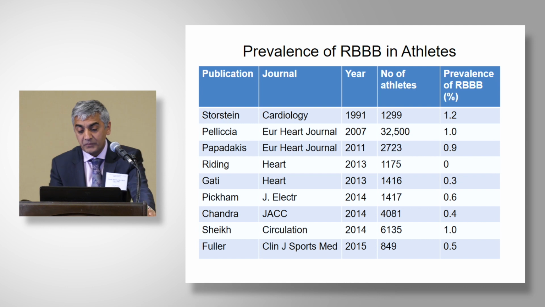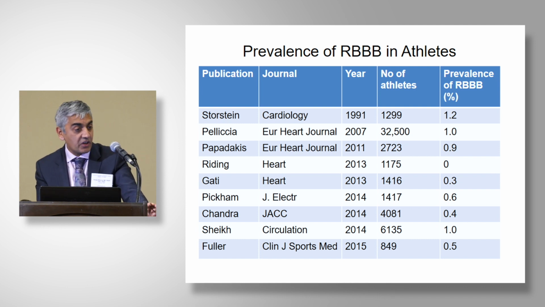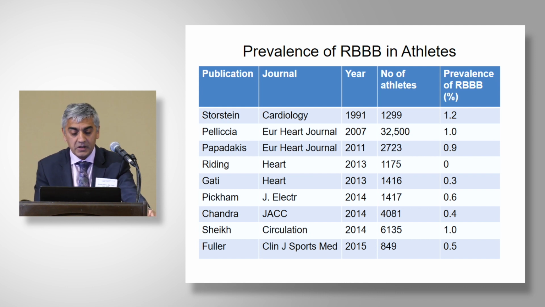Well, this is the story. These are the biggest studies I could come across in athletes. And you may say, but there have been so many studies in athletes. Now, one of the problems with all the studies, including some of ours, we have not commented on the prevalence of right bundle branch block. But if you look at studies going from 32,500 athletes all the way down to 1,300 or 4,000 athletes, you find that the prevalence of right bundle branch block is not that high. The highest value I could get was between 1 and 1.2%, but no higher than that.